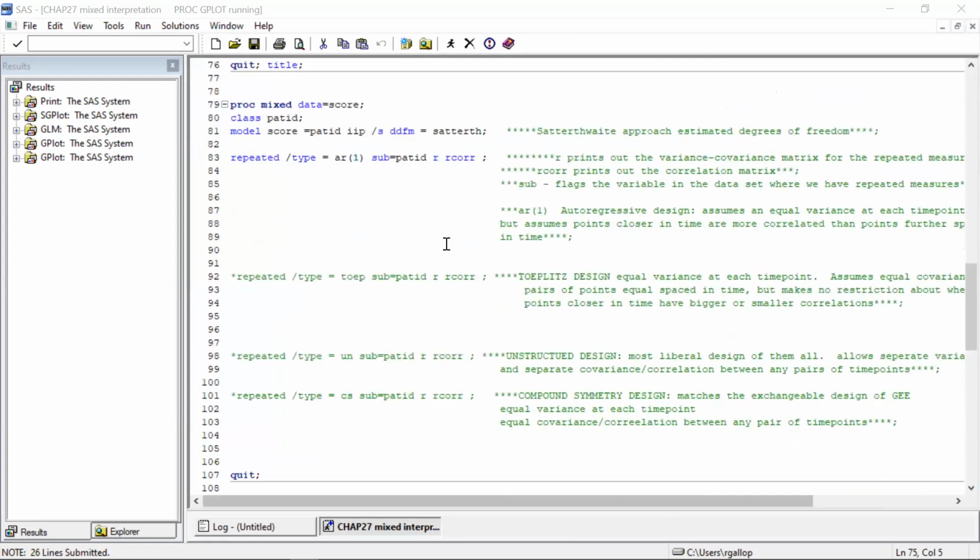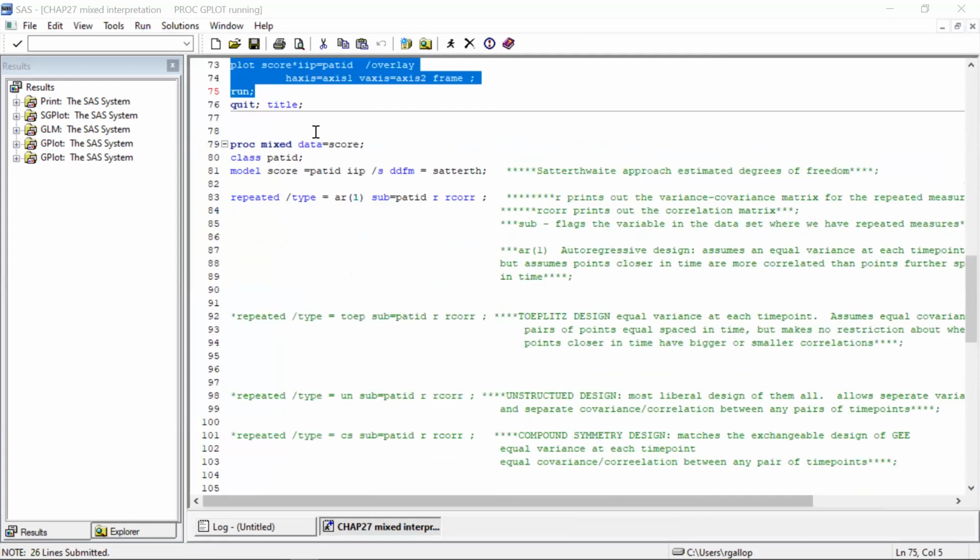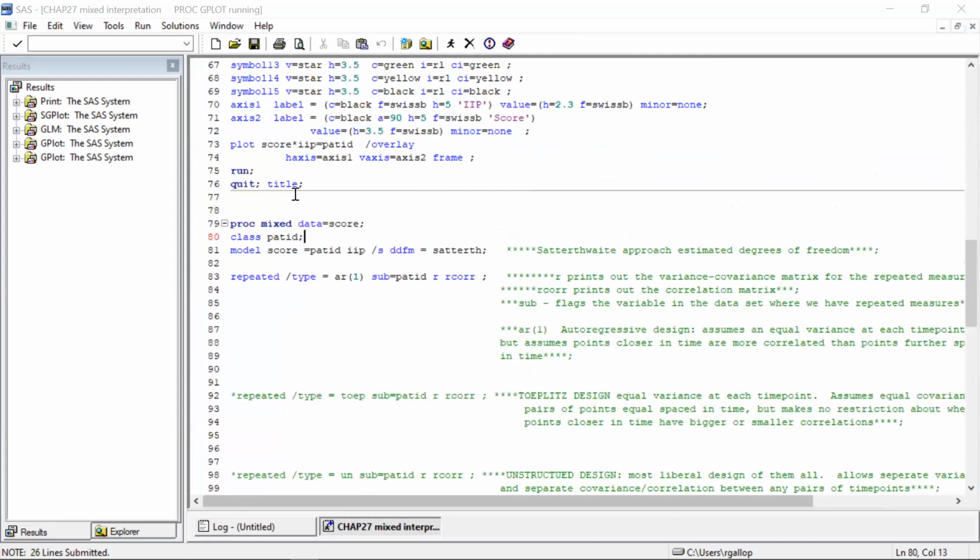So what we're going to do here is fit the repeated measures data. Now remember, I have repeated measures within the person. So when we want to account for repeated measures within a person, we're going to use PROC MIXED. We used PROC MIXED already for random effects models, right?